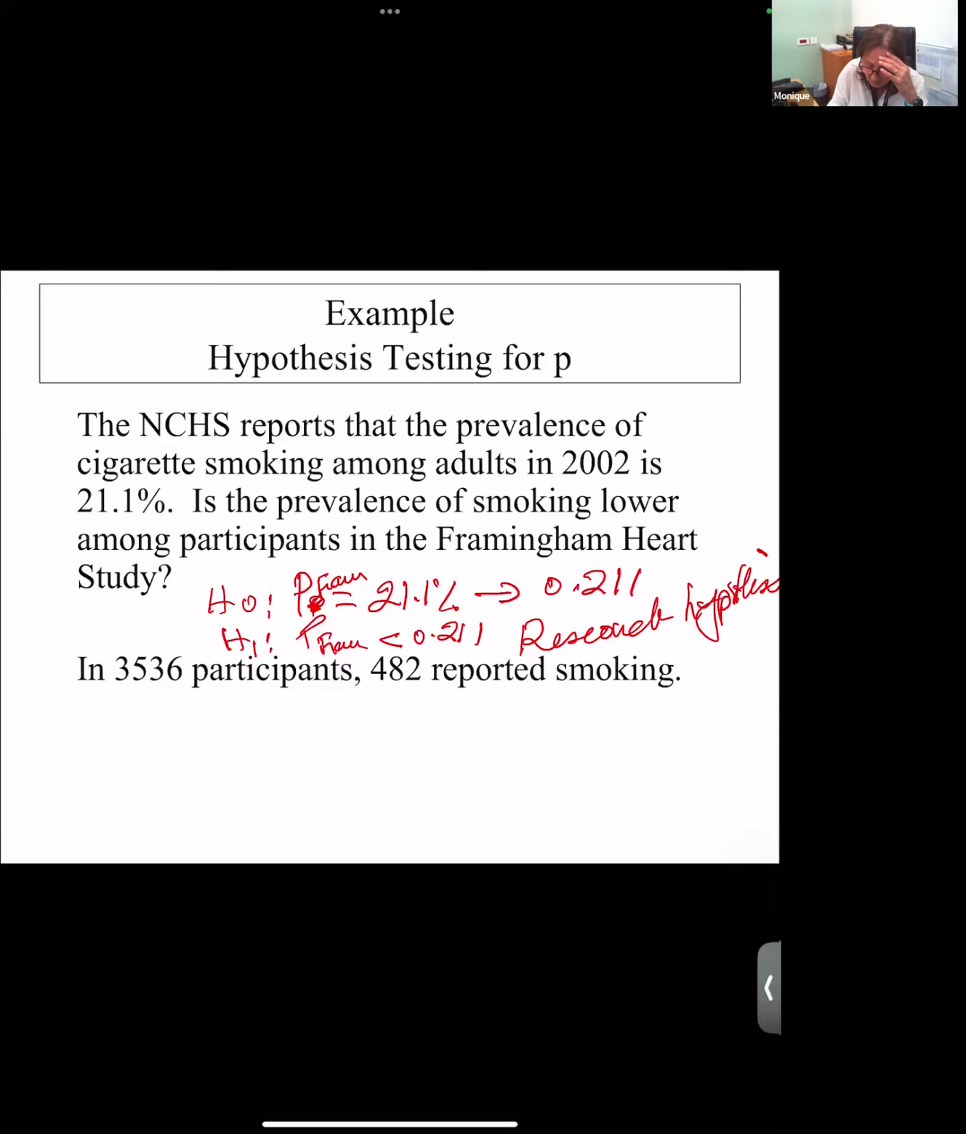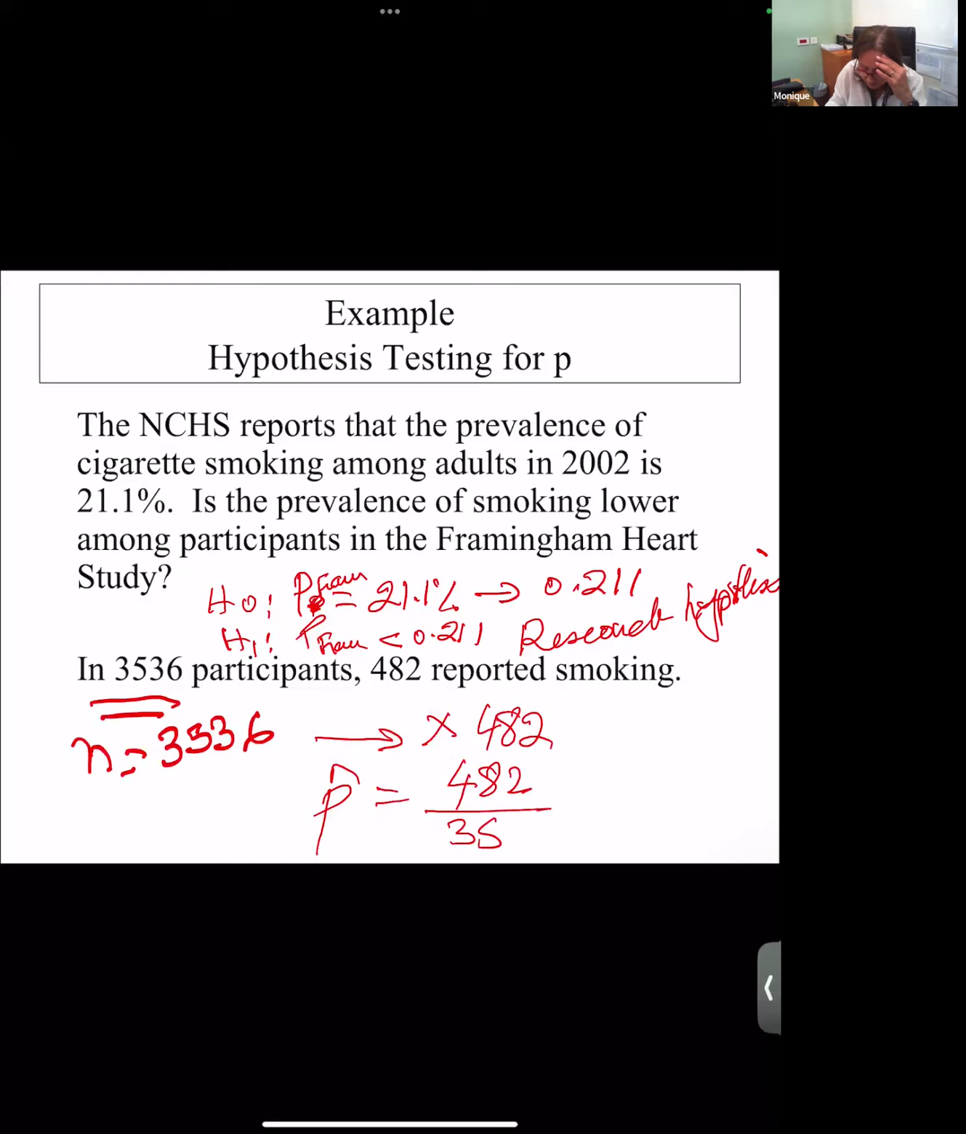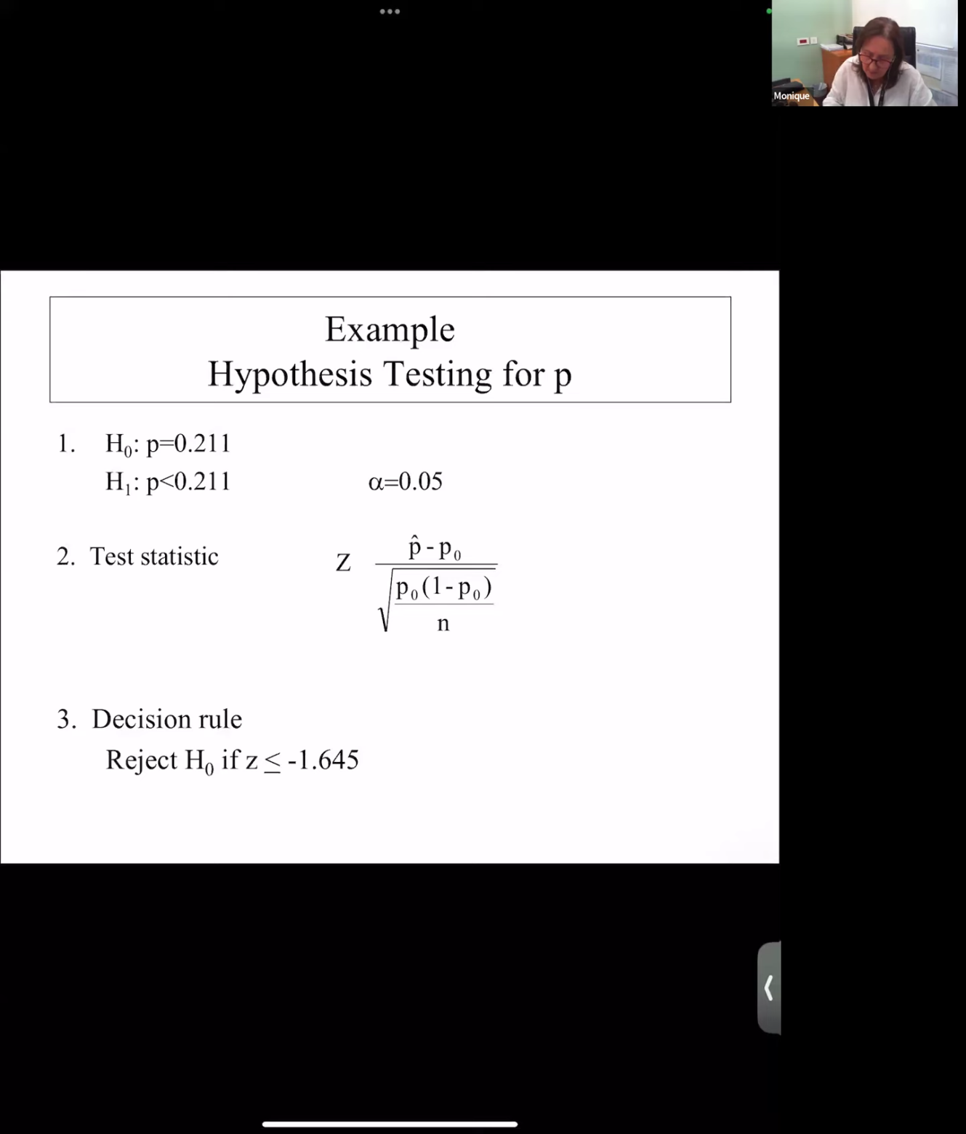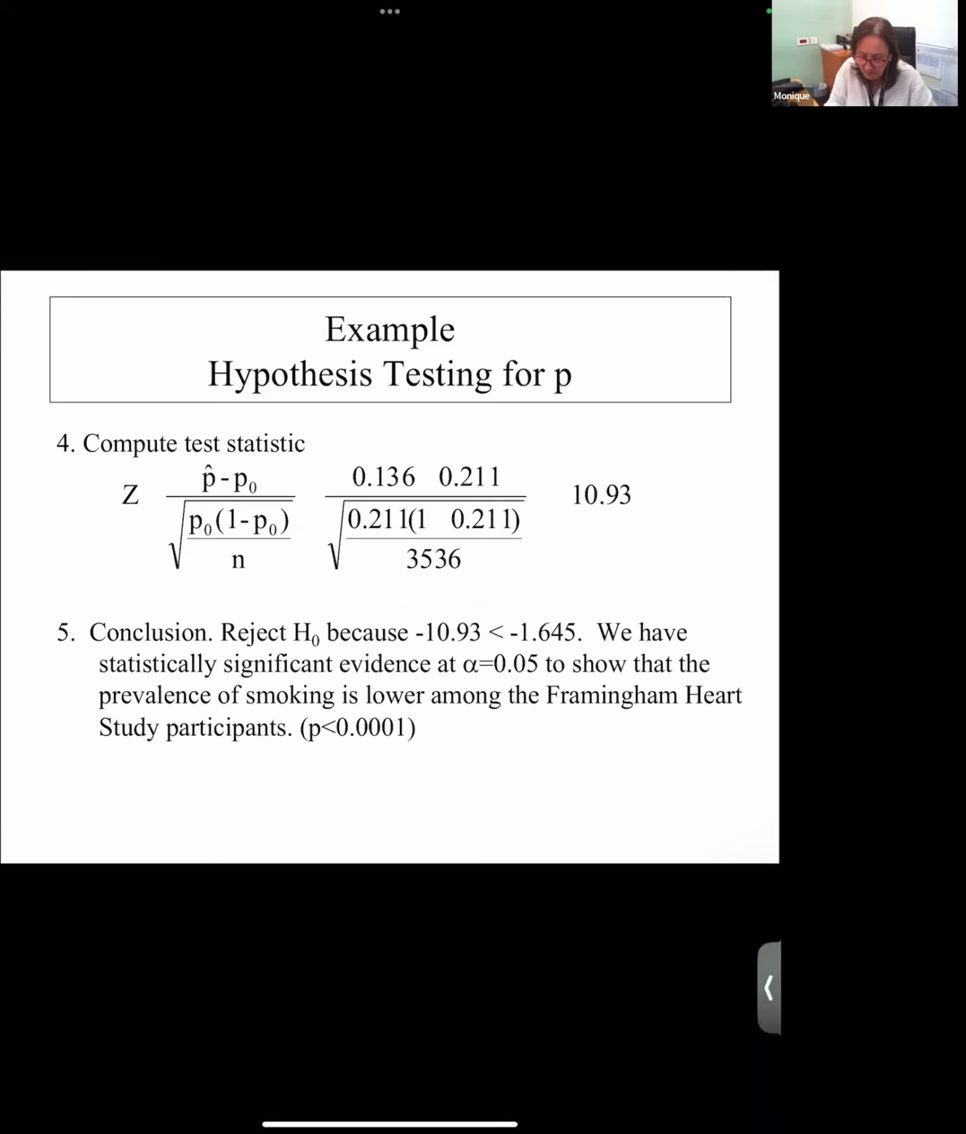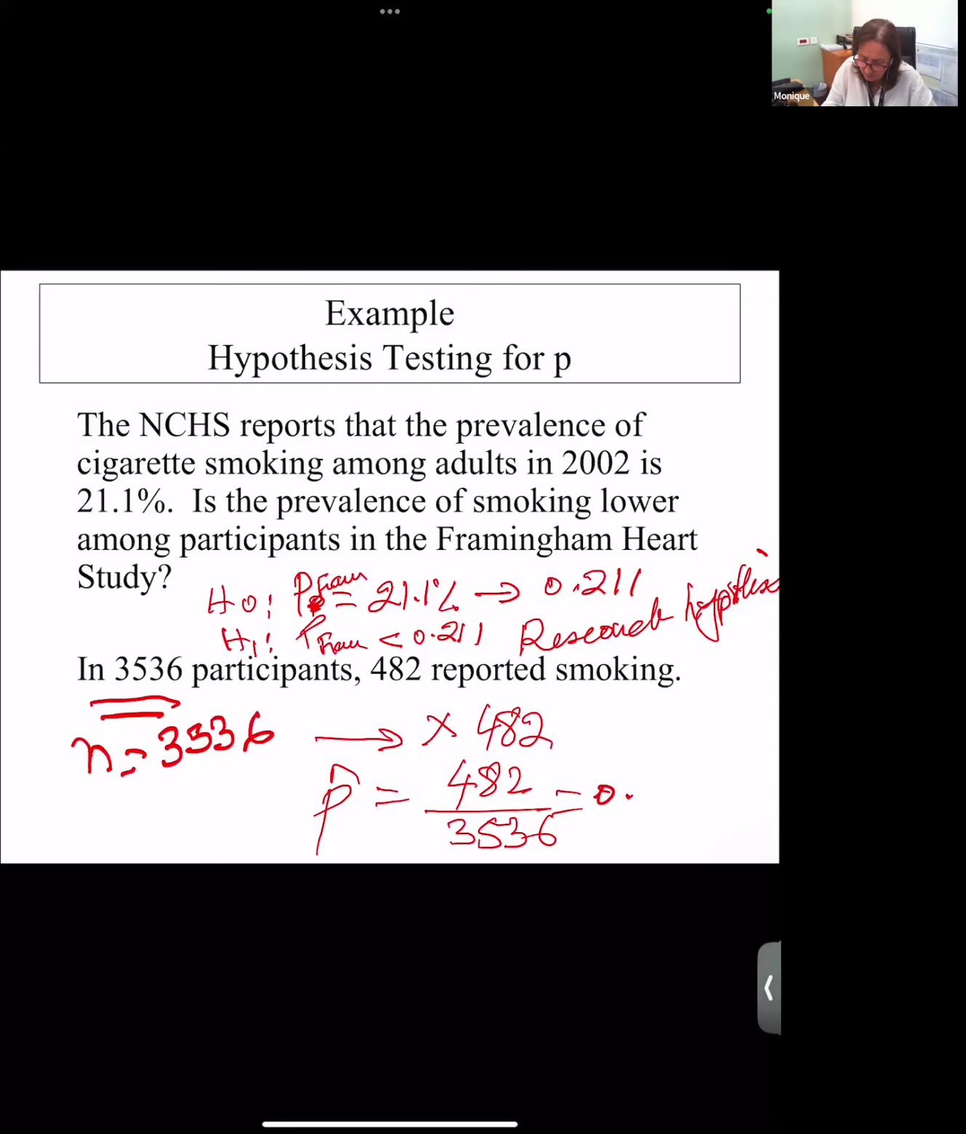So what they took is, this is N, a sample of 3,536 from Framingham. And out of those, we have 482 who reported smoking. So therefore, what's my P? 482 over 3,536, which is equal to 0.136, or 13%.